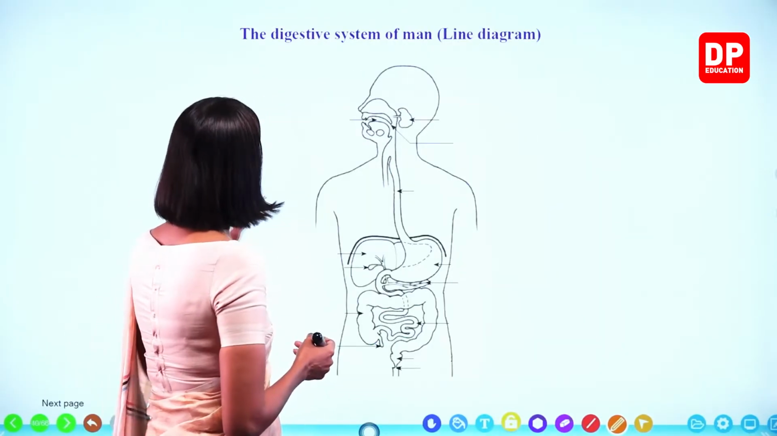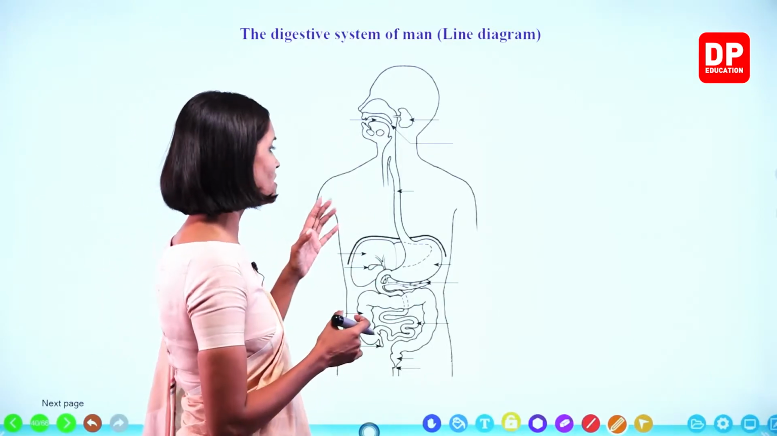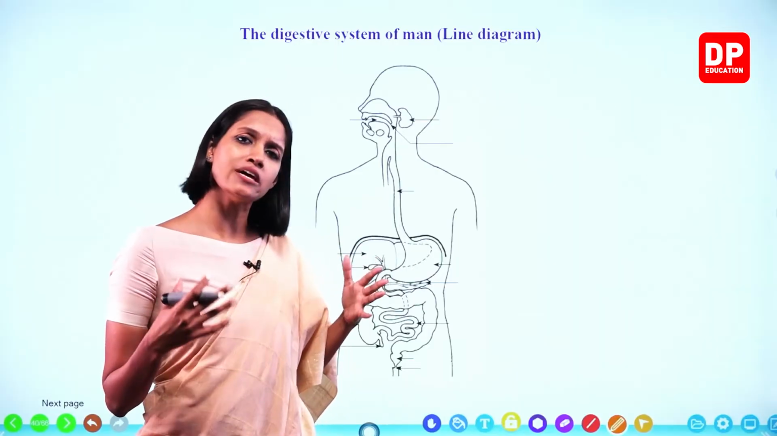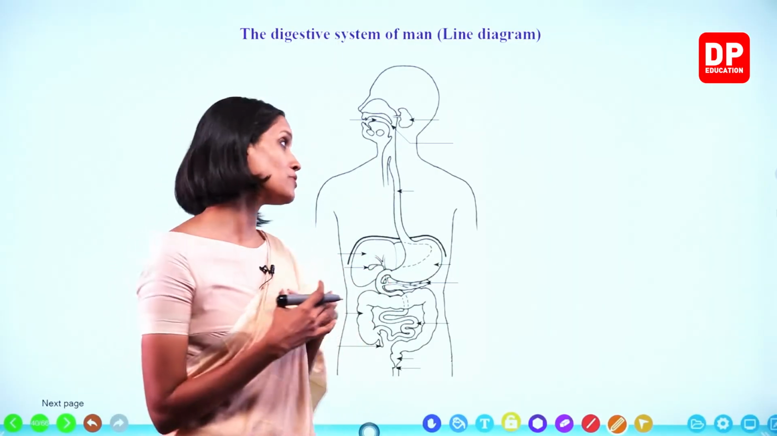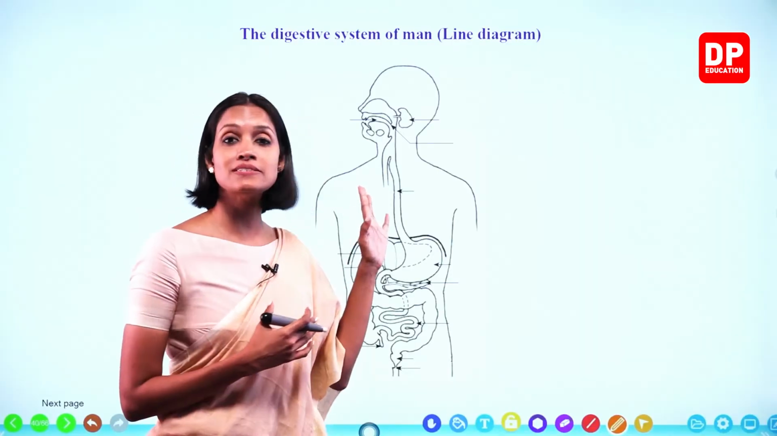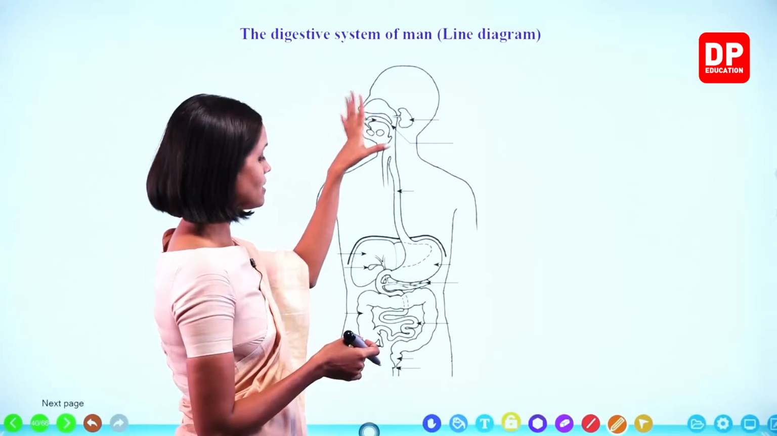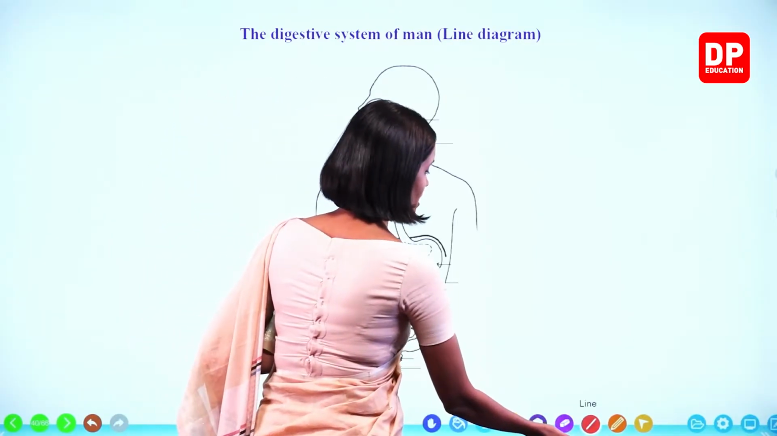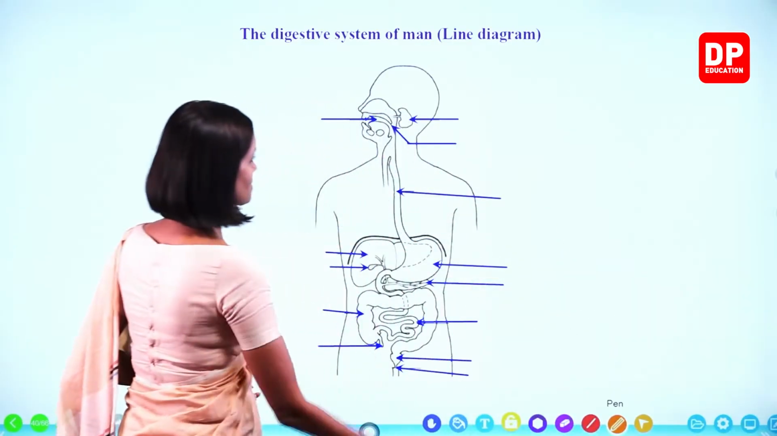Okay? Here we have the line diagram of the digestive system again. Shall we label this, children? Try to label this before me. Now, I explained to you all how to label this type of diagram. Now, you all have to try to label this diagram before me. Right, the digestive system of man, the line diagram. We will try to do this now. Okay, children. Let's label this one.